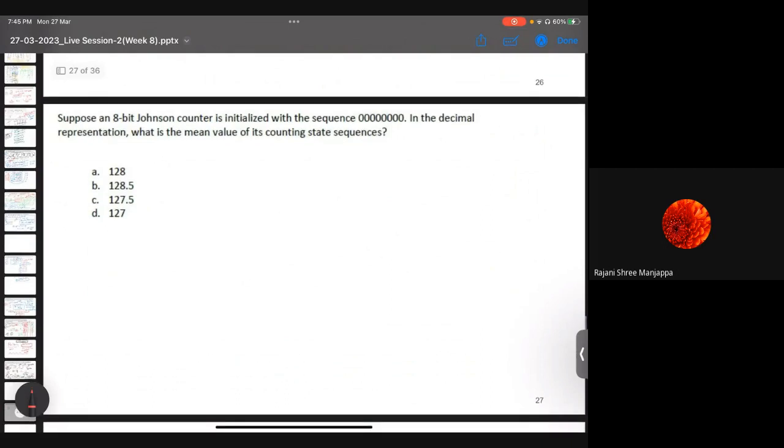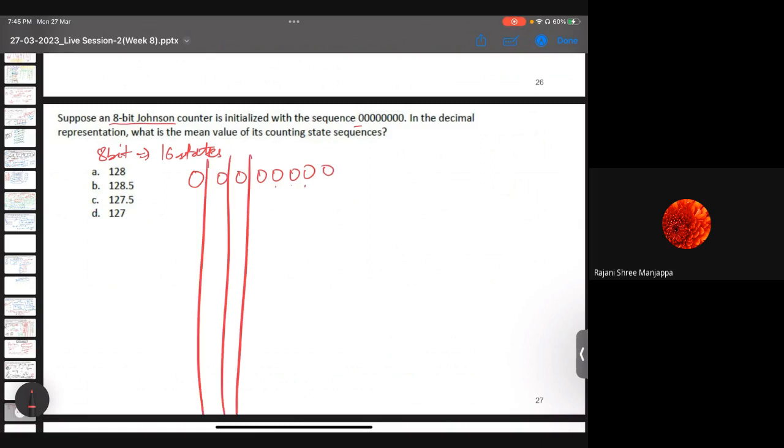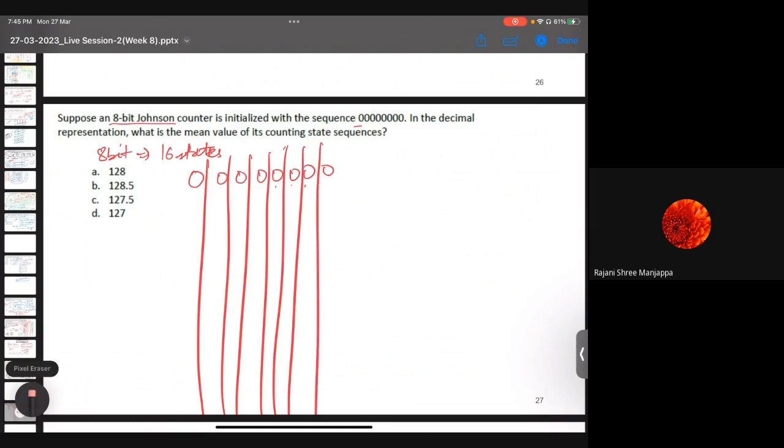It is quite lengthy, so I'll do it by myself. It says that it is an 8-bit Johnson counter. So an 8-bit Johnson counter means 16 states. It says that it is initially sequenced with this 1, 2, 3, 4, 5, 6, 7, 8. It is asking what will be the mean value in the decimal representation. So I'm just writing all the possible states.